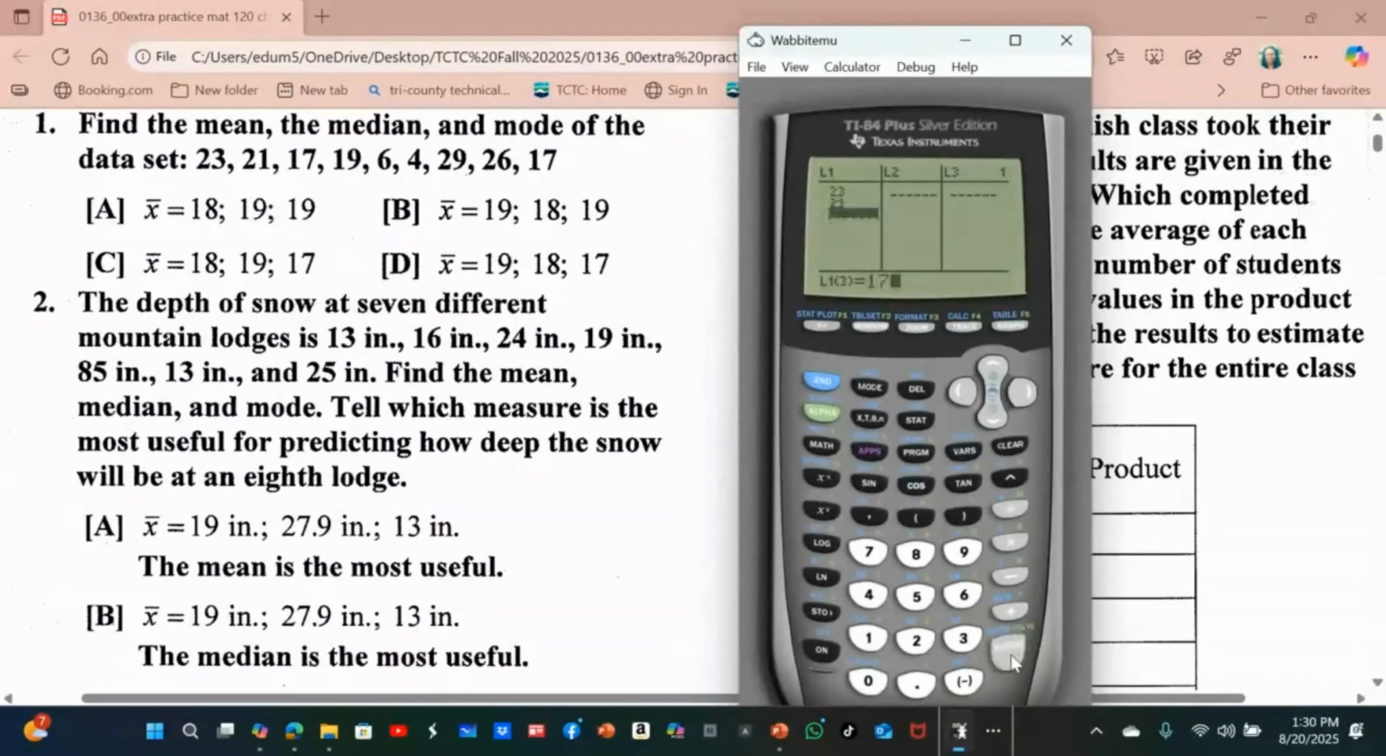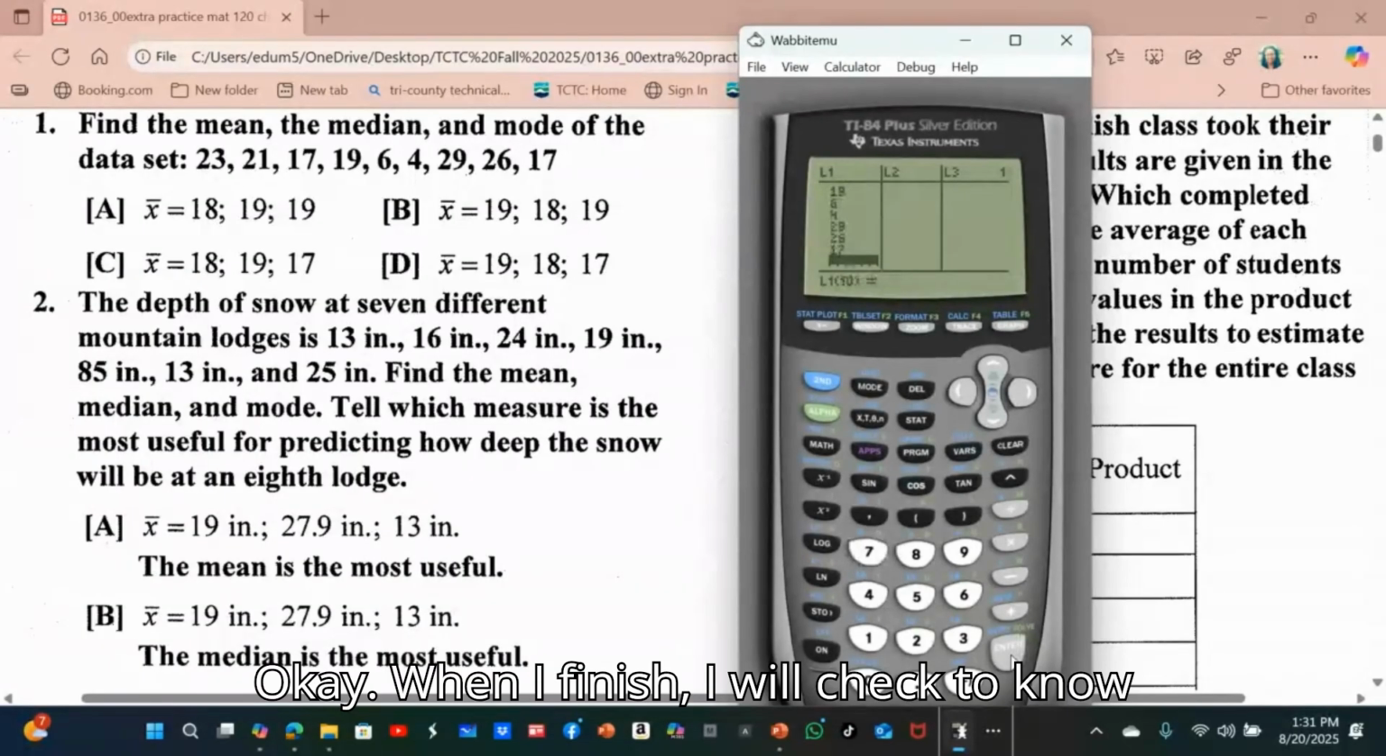17, enter. 19, you have to type it one by one. 19, 6, enter. 4, enter. 29, enter. 26, enter. And 17, enter.